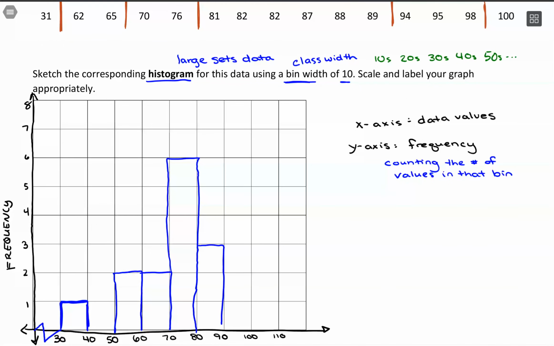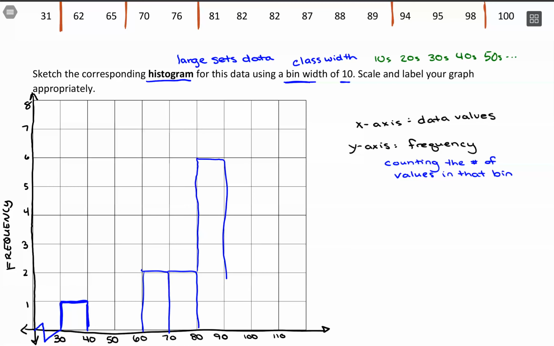100s, and I think I'm off by 1 here. I am. Sorry, mistake on my part. I meant to leave 2 boxes blank. Okay, one more time. I'm just going to leave that in there. 2, 2, 6 for the 80s. 90s, 3 data values. And 100s, 1 data value. There we go. So that's our histogram there.